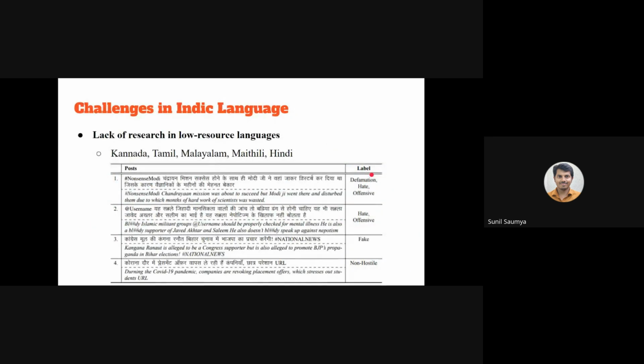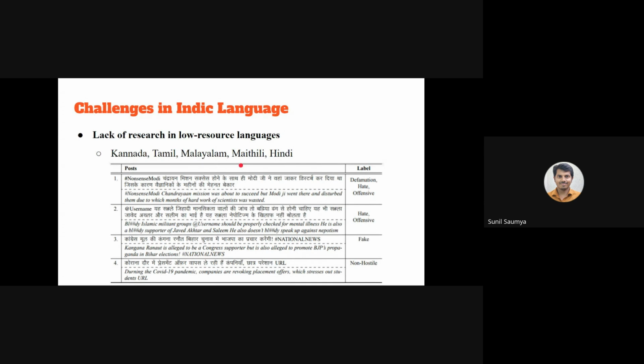We started exploring how we can use the same approach of classification of hostile content for the Indian languages or the Indic languages. And there we found that we have a lack of research, and first of all, we don't have the data set itself. When we talk about Indian languages like Kannada, Tamil, Malayalam, Marathi, and Hindi, we didn't have enough data set.